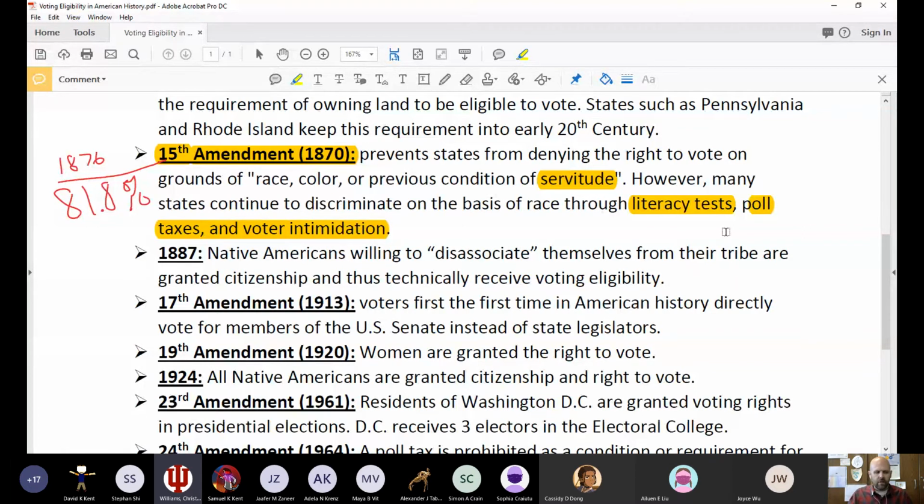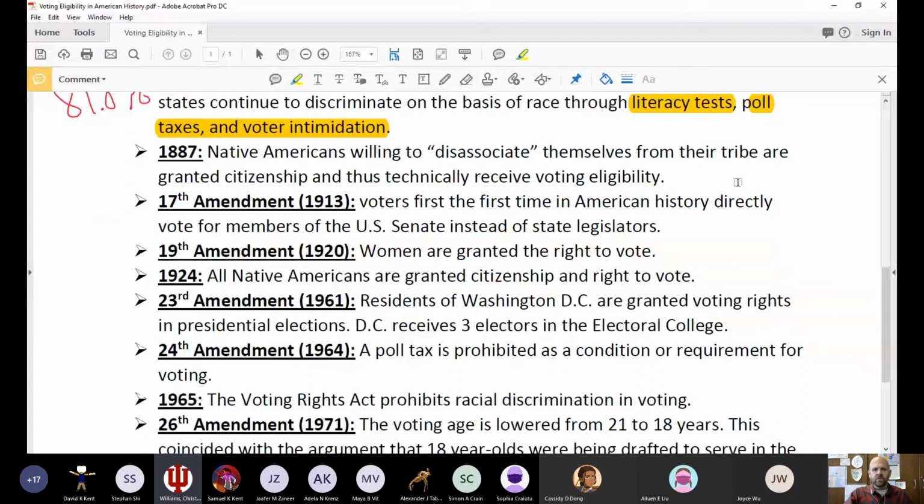Okay? And it's amazing to think that we have this amendment that should be the end-all question of denying people based on race the right to vote, and yet we still have this circumstance. Okay? One of the groups that a lot of people don't realize were affected as much by the lack of ability of voting were Native Americans. And in 1887, a federal law was created that said, if you wish to become a citizen and then have the right to vote, you can do that as a Native American if you disassociate yourself from your tribe. So if you are an active member of the Apache Nation, if you take a pledge to disassociate yourself from your tribe, you could become a citizen of the United States.